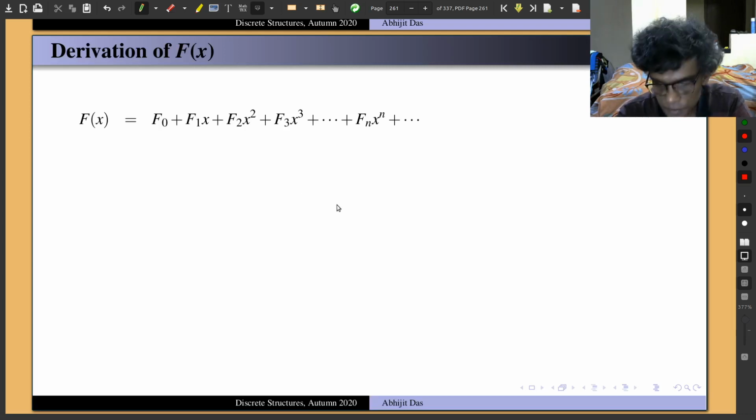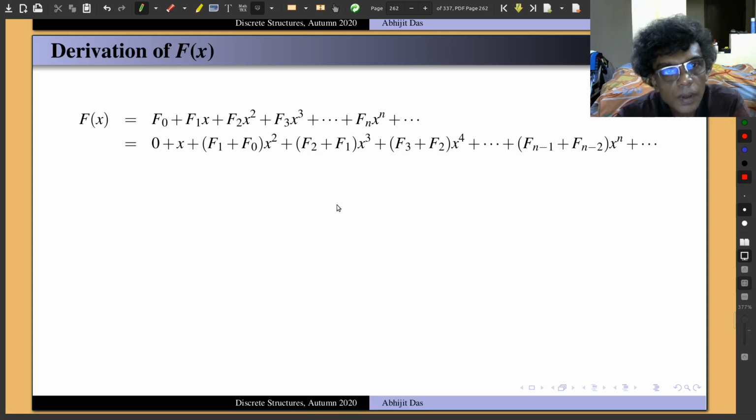So f0 is 0, f1 is 1, so 1x, then f2 is replaced as f1 plus f0, f3 as f2 plus f1, f4 as f3 plus f2, in general this. So once again you see that the sequence is appearing twice.